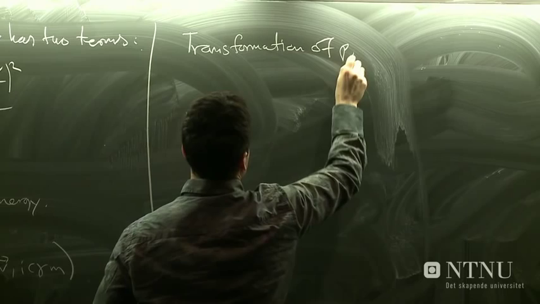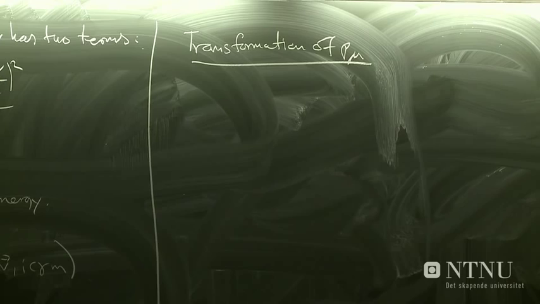So let's have a look now at how this p mu, this four momentum vector, transforms between various inertial systems. In other words, how does it behave under Lorentz transformation?